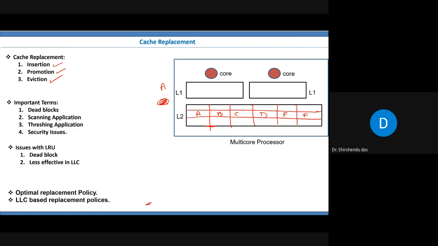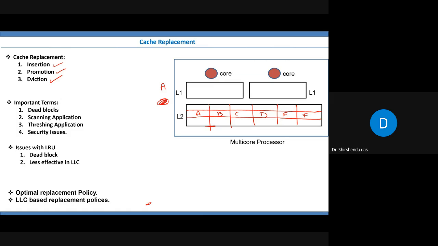And eviction policy means which block you have to select as a victim block. Victim block means the block which you will remove. So you have to remember this term, victim block. The moment I say victim block, it means the block that will be replaced from the set to place another block in the set. So insertion, promotion, and eviction are very important.